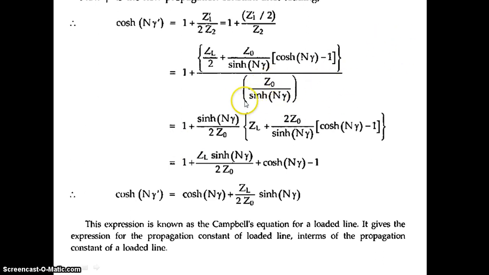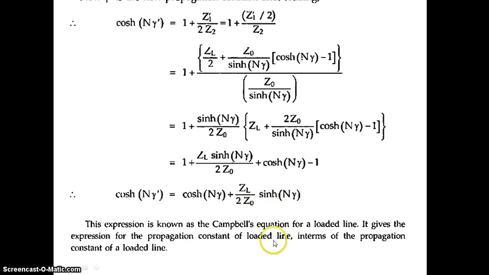Bringing it by cross multiplication, we can invert and have sinh n gamma by 2 Z0. Take this 2 outside into ZL plus 2 Z0, since we have taken this 2 here. So here we have 2 Z0 by sinh n gamma into cosh n gamma minus 1, which is equal to 1 plus, take ZL also outside, ZL sinh n gamma by 2 Z0 plus, multiplying this, cosh n gamma minus 1. So we have cosh n gamma dash equals cosh of n gamma plus ZL by 2 Z0 into sinh of n gamma.